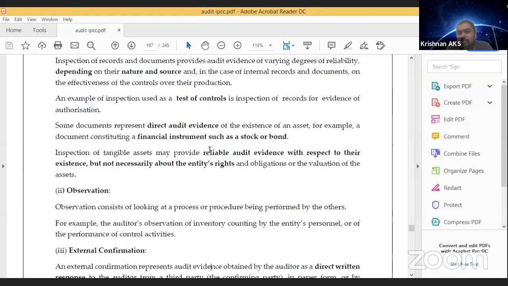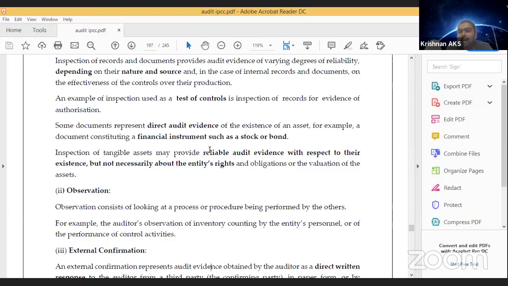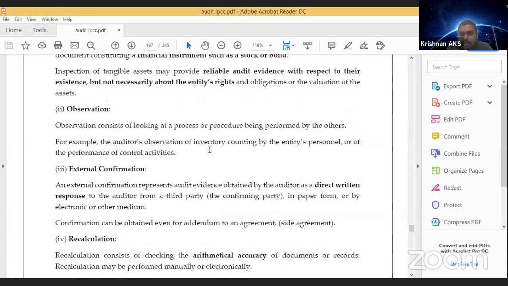What is external confirmation? We ask the debtors and creditors for the balances. That is called external confirmation. So inspection, observation, external confirmation. Then recalculation. The calculations they have given, like depreciation and financial statements, you have to recalculate.